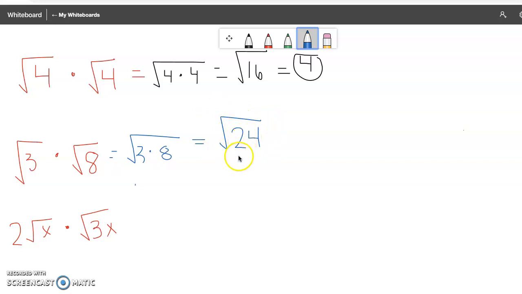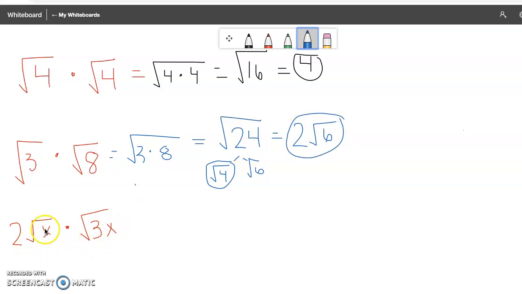So I see that 24 can be broken down into the square root of 4 times the square root of 6. And I know that 4 is a perfect square, and the square root of 4 is equal to 2. And 6 is not a perfect square, and even if I continue to break it down into the factors of 3 and 2, that doesn't help me because those are also not perfect squares. So we're just left with 2 times the square root of 6 as your final answer.